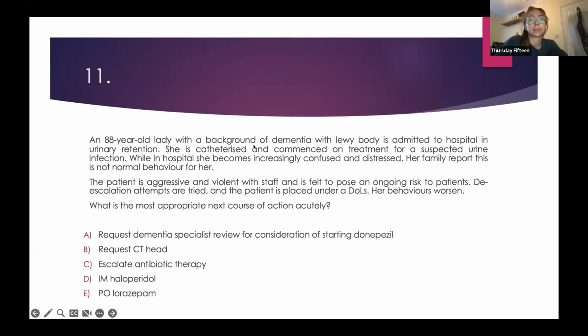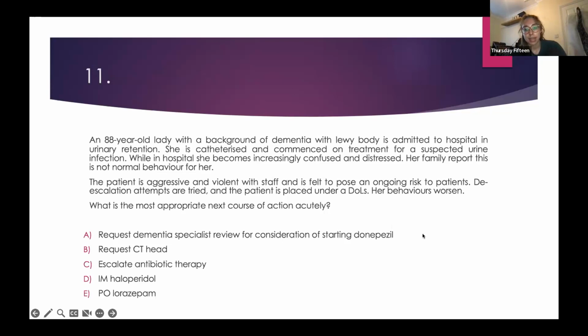Question 11. So this one is about a lady who has dementia with Lewy bodies, who's come in with urinary retention. She's been catheterized and commenced on treatment for a UTI. She's become increasingly distressed. Her family report that this is not normal behaviour for her. She's aggressive and violent with staff and is felt to pose an ongoing risk to patients. De-escalation attempts are tried and the patient is placed under a DoLS. Her behaviours get worse. So what do we do acutely? Let's see what you guys have said.